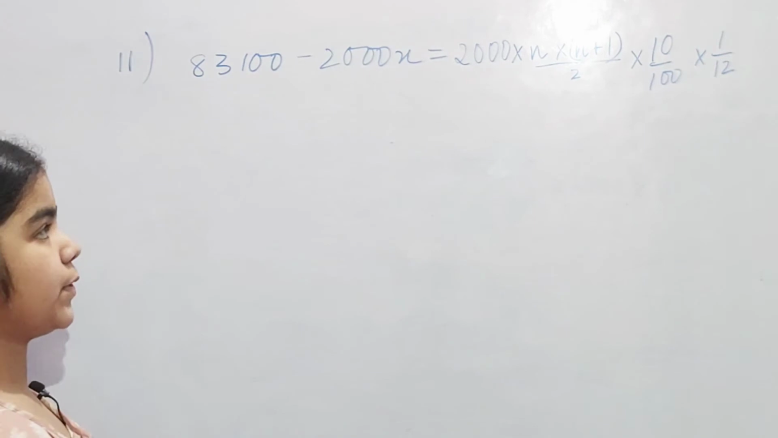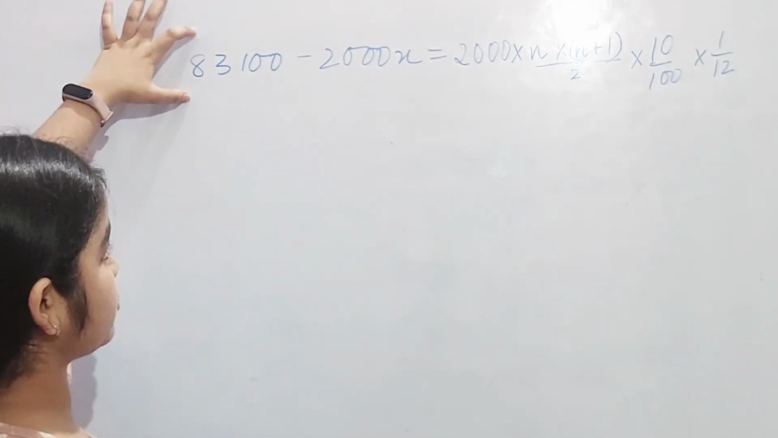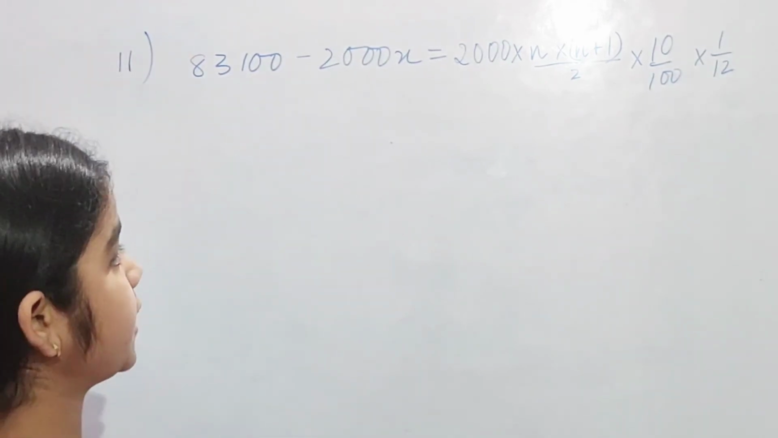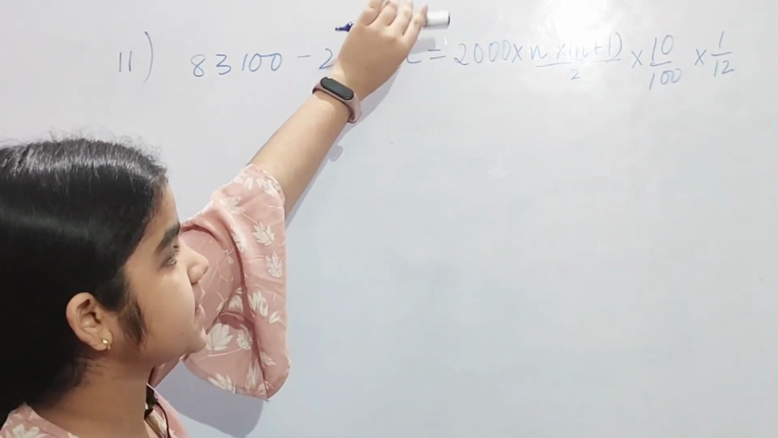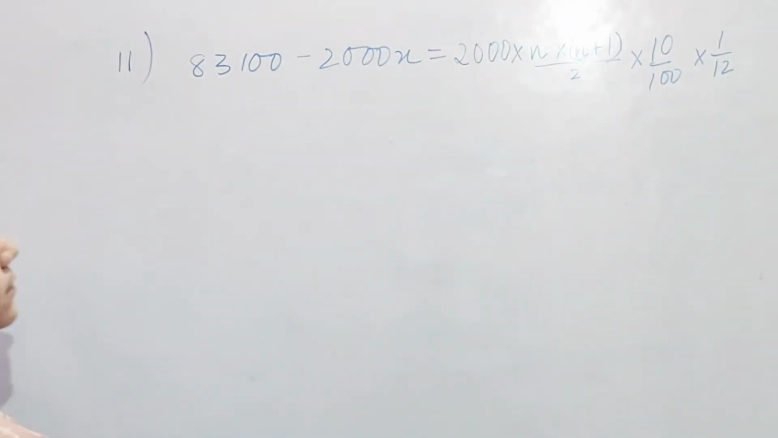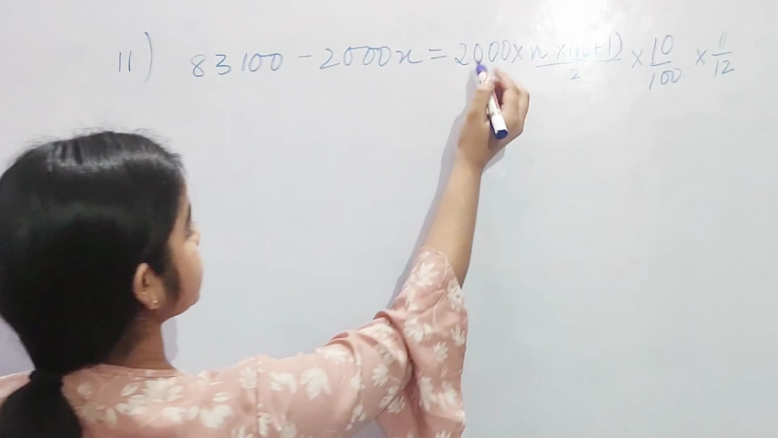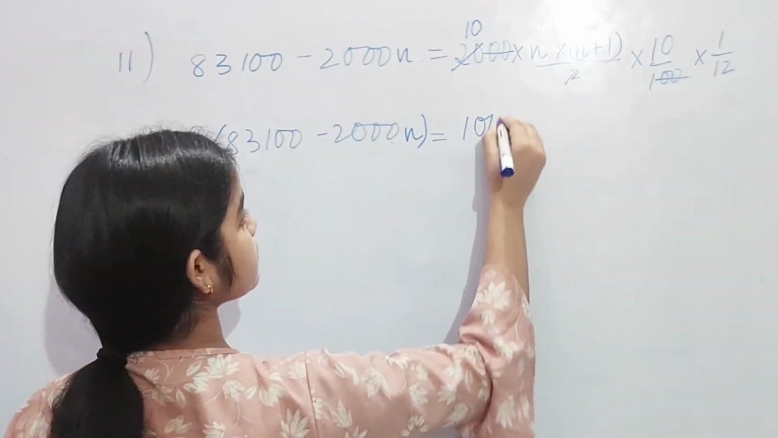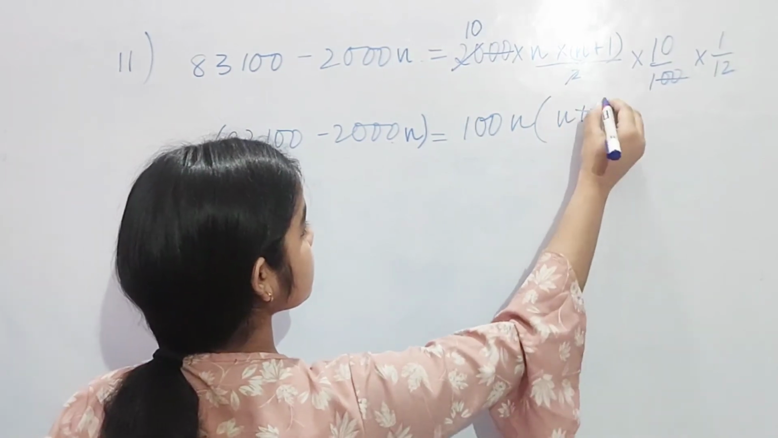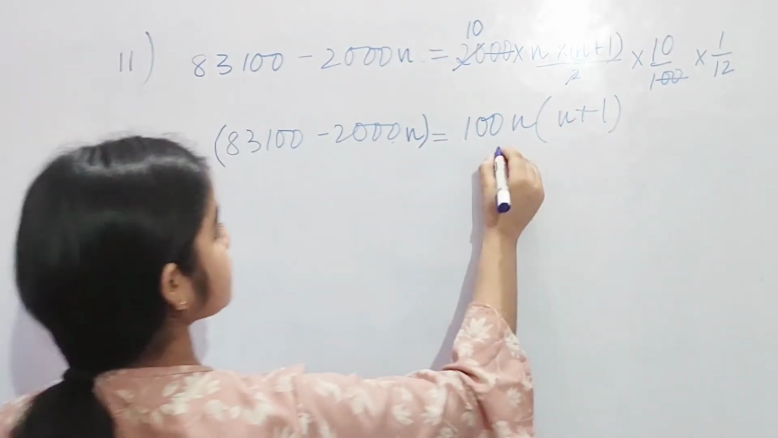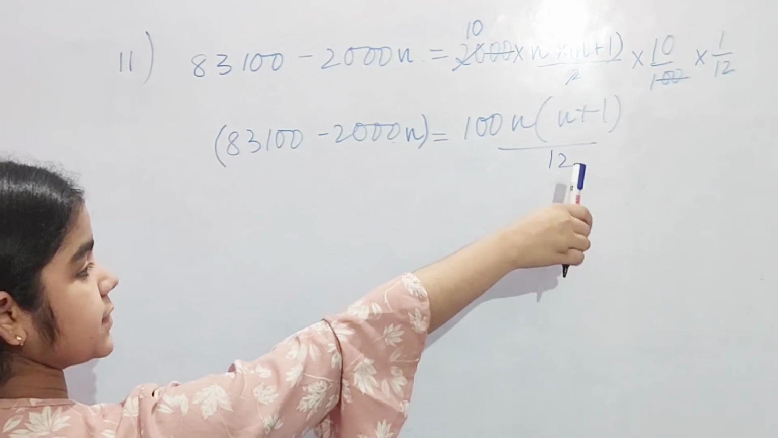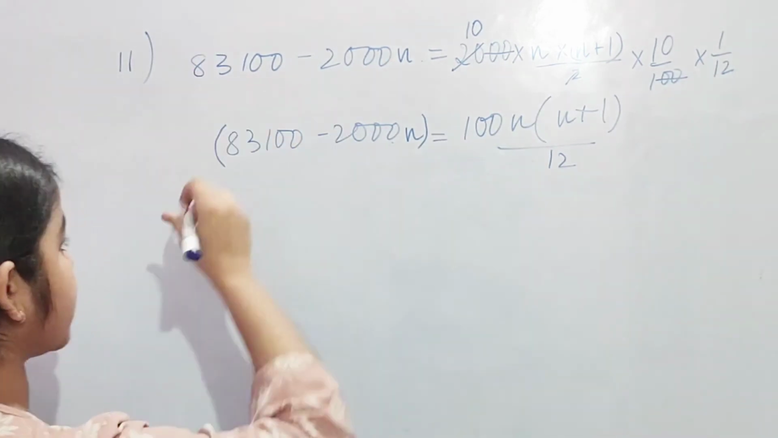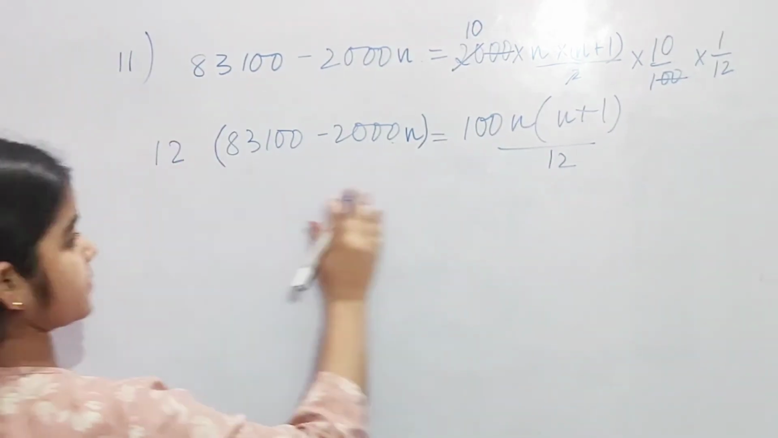So what we did, we put the value of interest which we found over here on the left hand side, and the formula principal times rate times time. Okay, we have put the values as well. Now we are supposed to cancel. As we transfer 12 from the right hand side to the left hand side, we'll multiply this.